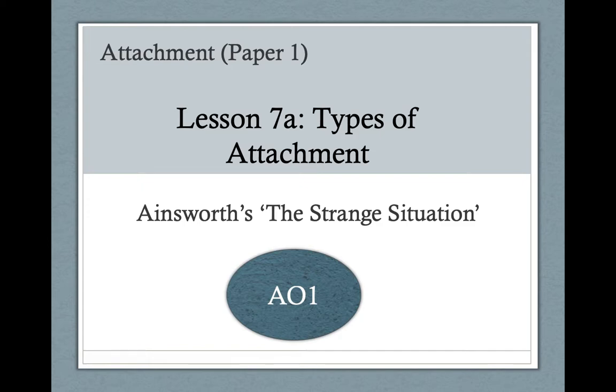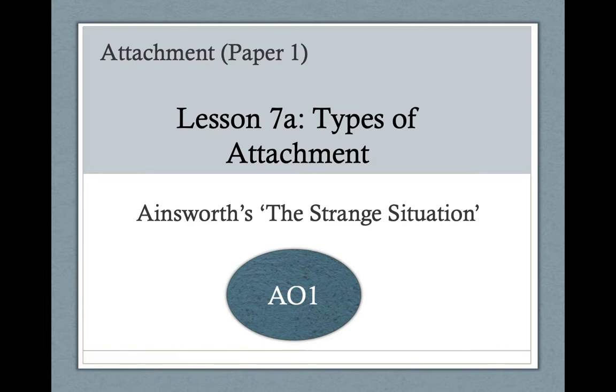I've actually titled this lesson 7A because I'm going to deliver types of attachment in two parts. We're going to start off today with just the AO1, so that's just the description, just the outline, the key terms, all of that kind of thing. And then next lesson, I'll do lesson 7B, which will just be the AO3 of types of attachment. So that'll be all the evaluation, all the PEEL paragraphs, everyone's favourite, all of that sort of stuff. So that's why it'll be 7A and 7B.